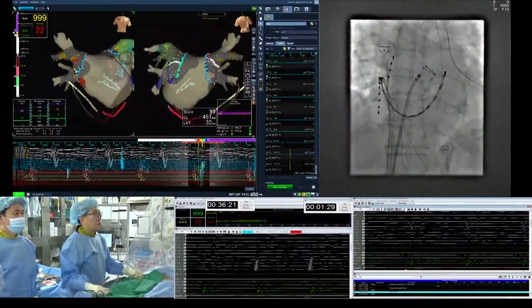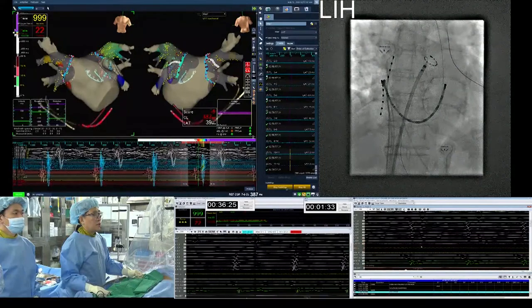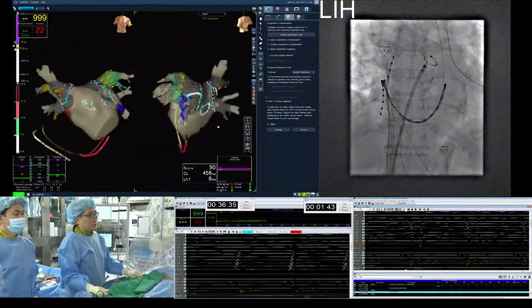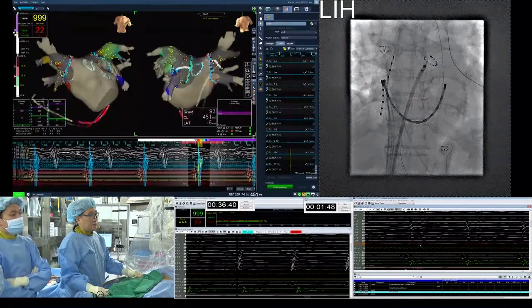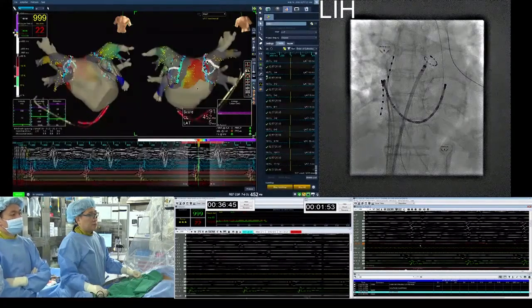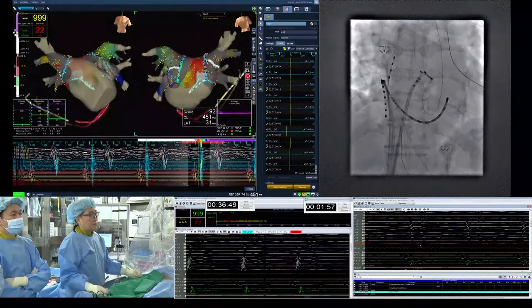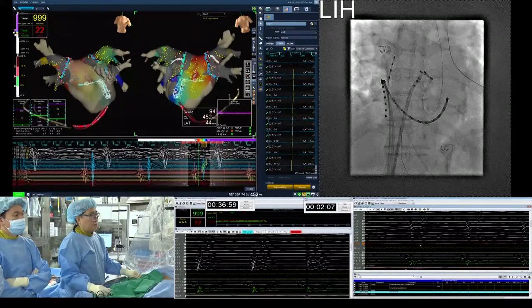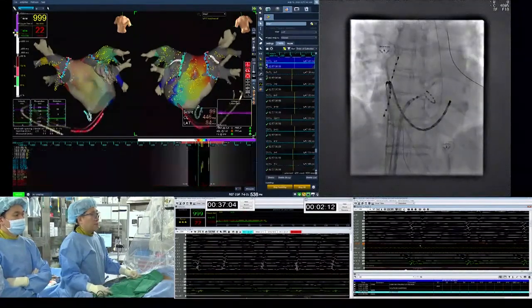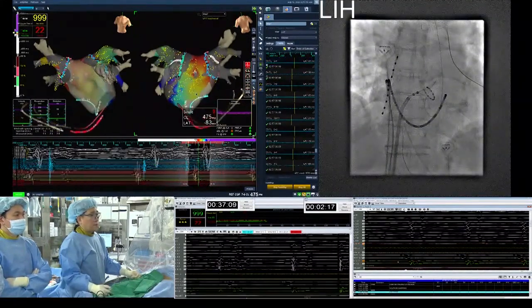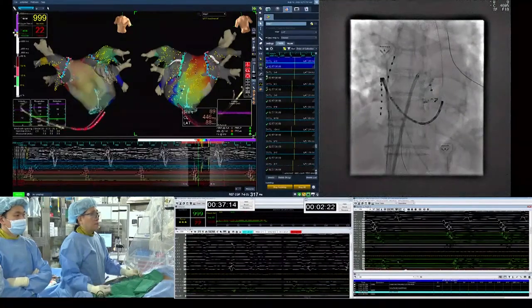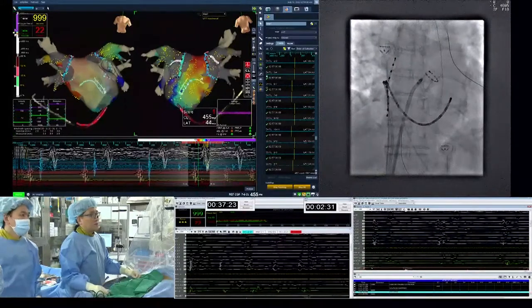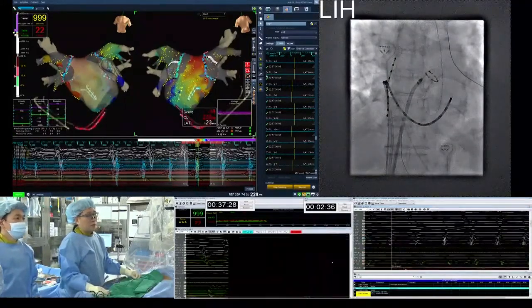After PV isolation, I use just a single transseptal puncture, and I exchange the ablation catheter with a ring catheter or HD grid catheter and check the pulmonary vein potential. If it is well isolated, I generate a voltage map for potential redo ablation cases. I always try to compare the substrate at the time of redo ablation, and also for research purposes.